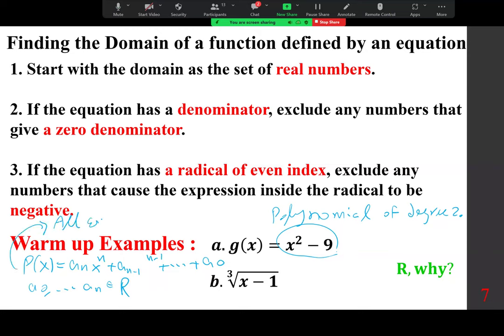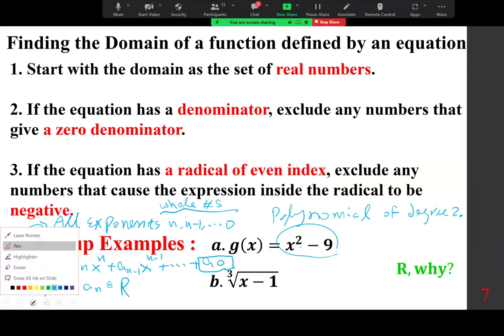all exponents, that means n, n minus 1, all the way, of course, to 0, because this last one has x to the power of 0. They are all whole numbers. That's why, for example, x to the power of 1/2 or 2/3, or if you have a fractional format, it's not a polynomial. So this is a polynomial of degree 2, and all polynomials have a domain which is all real numbers.